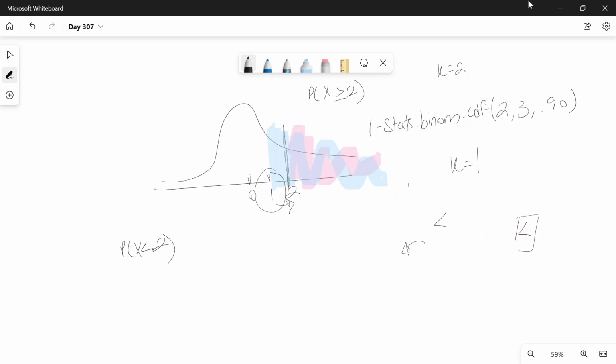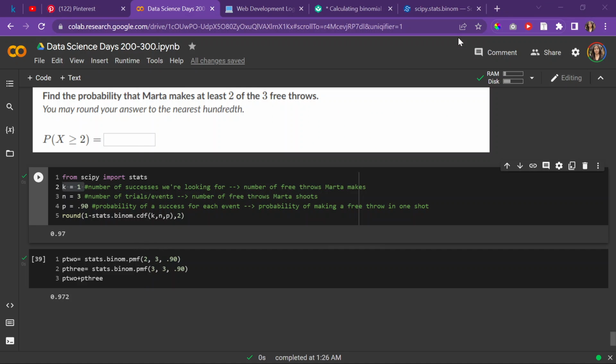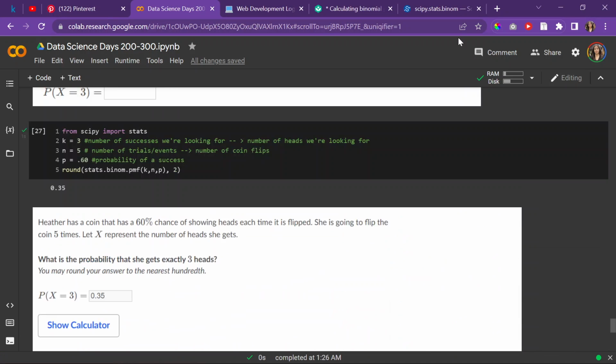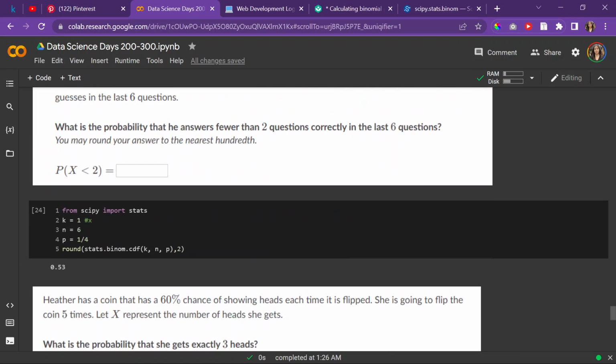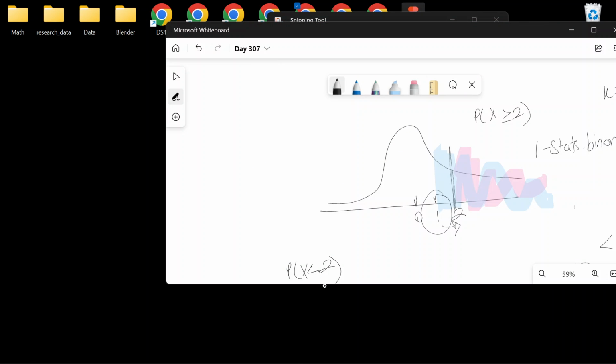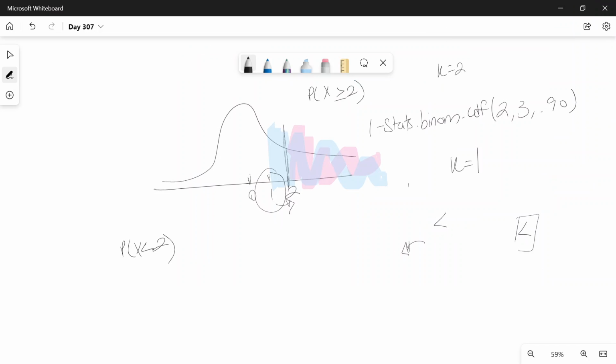Let me check. What was it? Less than 2, yeah. We did x is less than 2. We had to put in k as 1, and then that calculated the probability because it didn't include 1. So that makes sense. But then greater than or equal to 2, I guess we also have to put in 1.